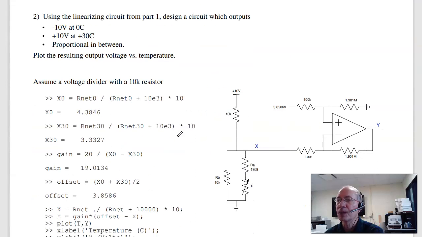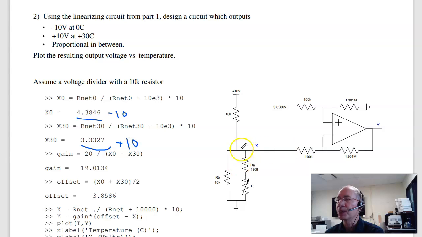That's problem 1. Problem 2, using the answer from problem 1. Design a circuit that goes from minus 10 degrees to plus 10 degrees as temperature goes from 0 to 30. So to start out, build a voltage divider. I chose a 10K resistor. That's somewhat arbitrary. And then find the voltage at 0 degrees, voltage at 30 degrees, add an instrumentation amplifier. As the voltage goes down, the output goes up. This goes to minus 10 to plus 10.